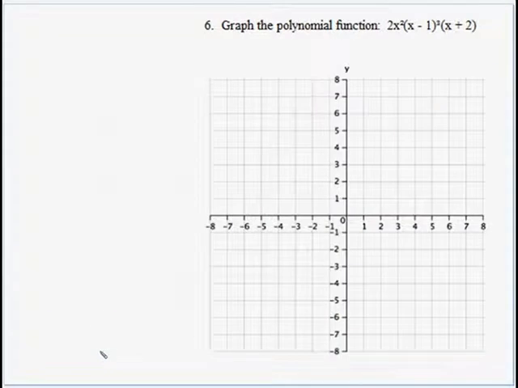Alrighty. Here's another polynomial function, and this one is nicely factored for us. If we had FOILed this all out and tried to factor that ourselves, it would have been quite a bit of work. So they did a lot of the heavy lifting for us.